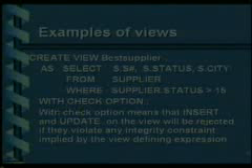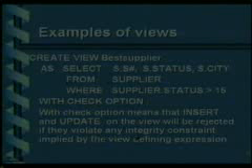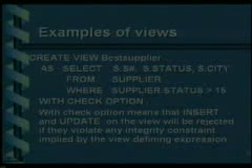And what we are saying in addition is with check option. What does check option mean? The check option means that insert and update on the view will be rejected if they violate any integrity constraint implied by the view defining expression. So you cannot update from this particular view if there is a check option available.